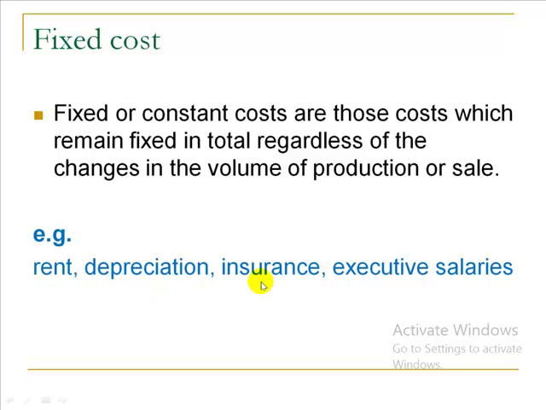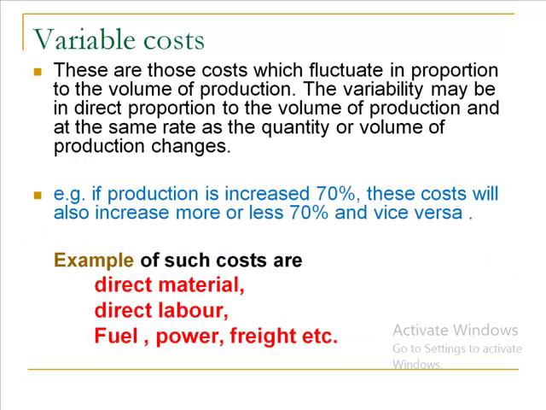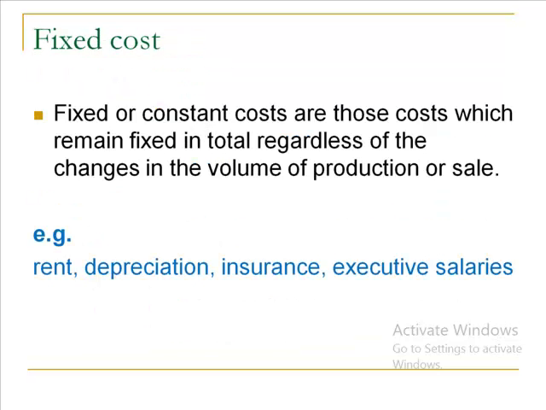Insurance, if you have insured your machinery, building, employees, and so on, whether you produce or not, you are required to pay the insurance company. The same is the case for executive salary. These are a few examples of fixed cost. So fixed cost is the cost which remains constant regardless of production. Clear, dears?